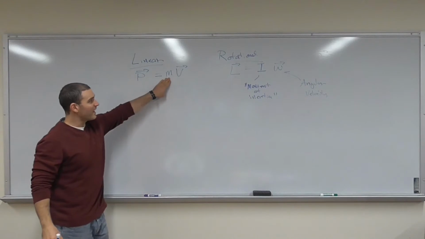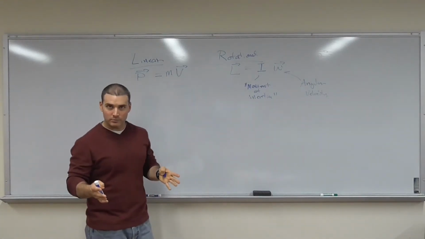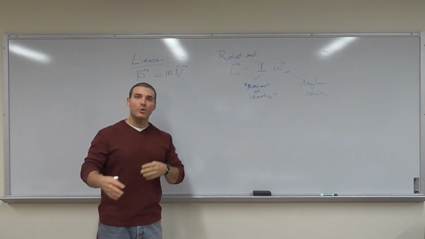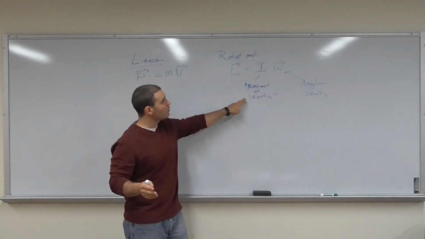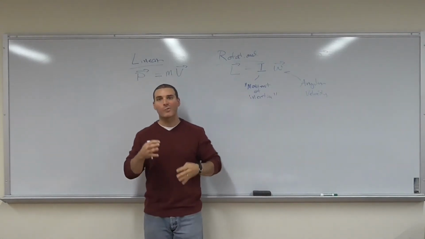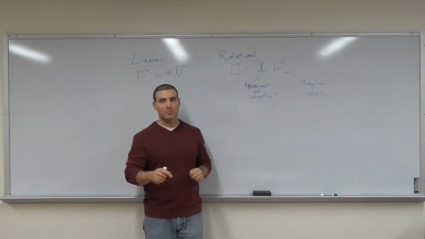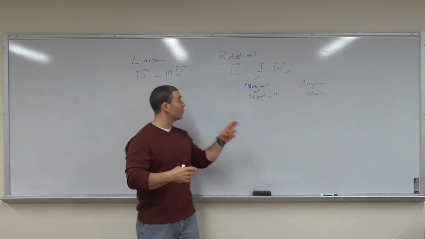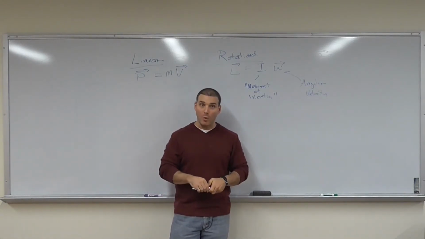So, just like mass provides inertia for our objects, it's a resistance to changes in velocity. Moment of inertia is the same thing. It's a resistance to changes in angular momentum. So it has to do with the distribution of mass, not the total mass itself. And we'll talk about this some more.